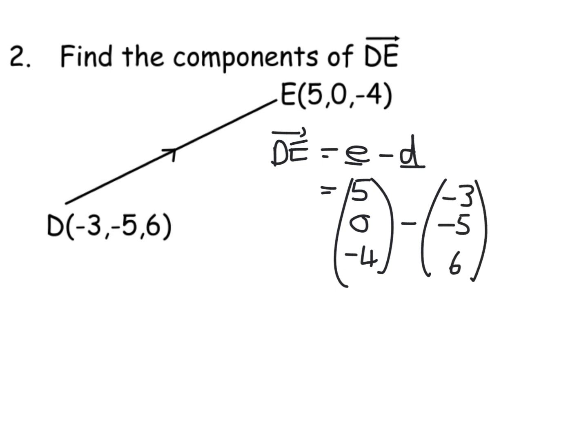Now as always, be very careful with your integer work and your double negatives. 5 minus minus 3 is 5 plus 3, so 8. 0 minus minus 5 is 0 plus 5, so 5. And minus 4 minus 6 is minus 10. So that would be vector D to E in component form.